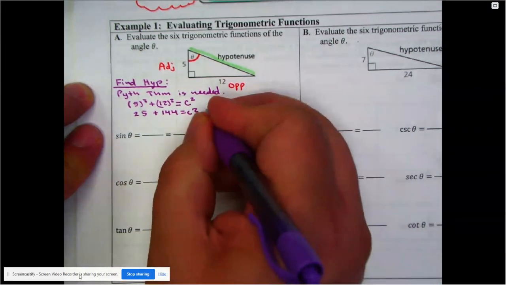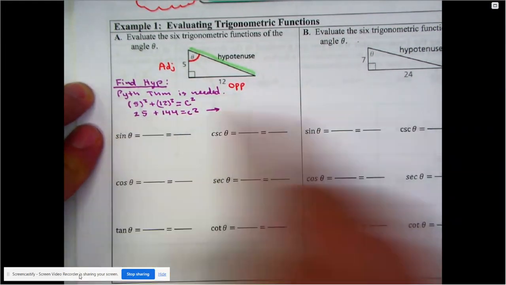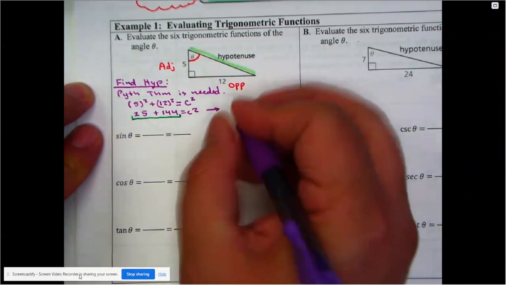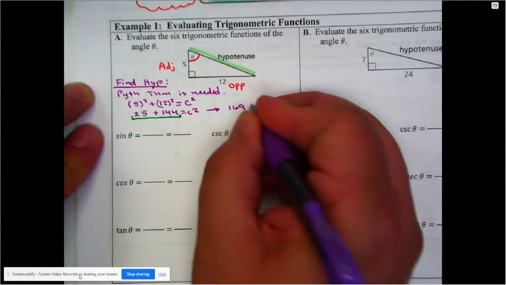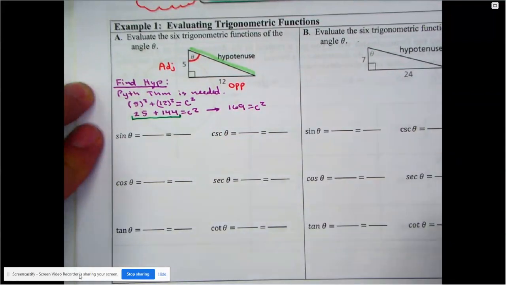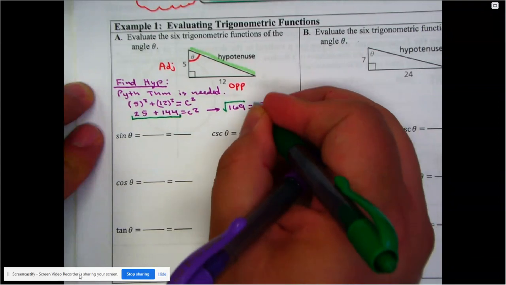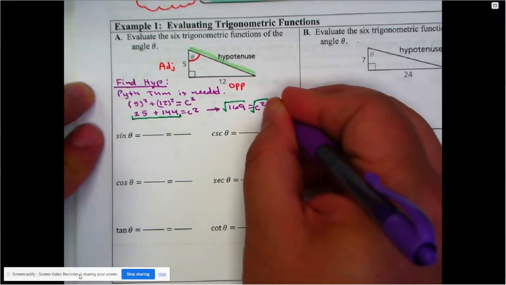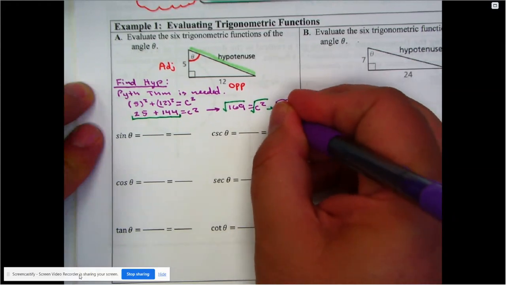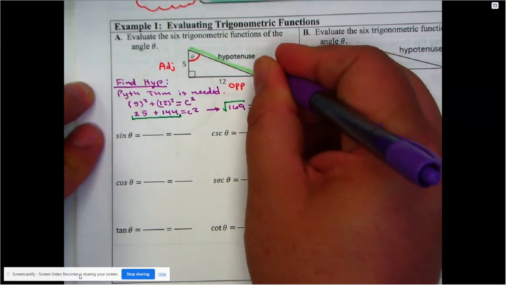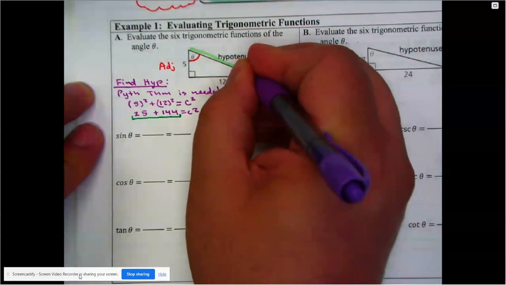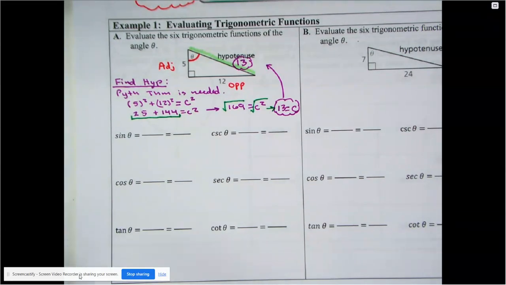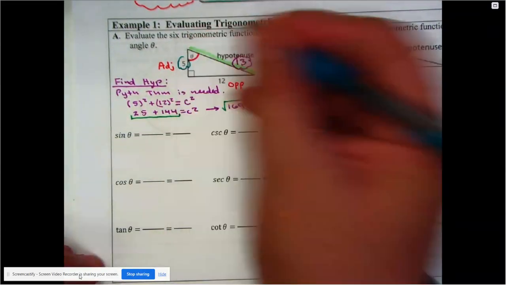25 plus 144 is equal to C squared. I'm going to combine my like terms like we did last week. 25 and 144 is 169, which is equal to C squared. And here we go. Take a square root. And just like that, C is equal to 13. We have now found our hypotenuse. So now we can actually put it in the picture. And there's the 13 that goes there. So here are my numbers. It's a 13, a 5, and a 12.